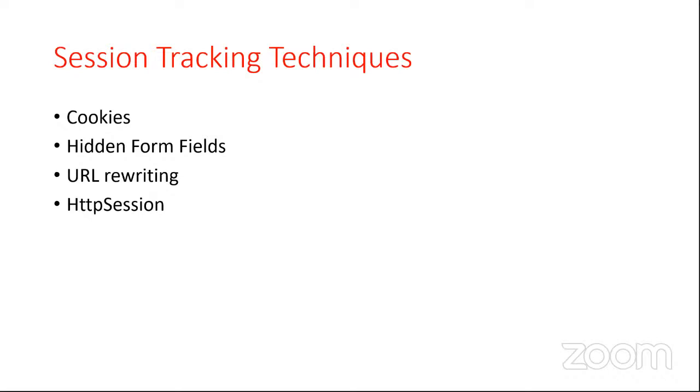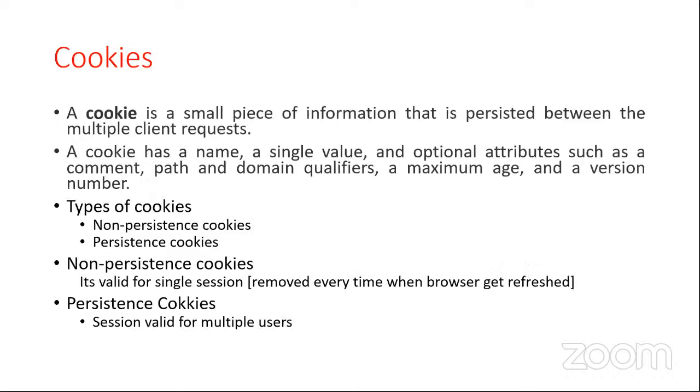It is persisted between different client requests. I should not call it clients, it should be client request. So it's about request information. Cookies can have a name and value and attributes along with comments as well. A cookie is a small piece of information that is persisted between multiple client requests. Cookies have a name, values, and optional attributes such as comments, path, domain qualifiers, the age of the cookie, and version number as well.